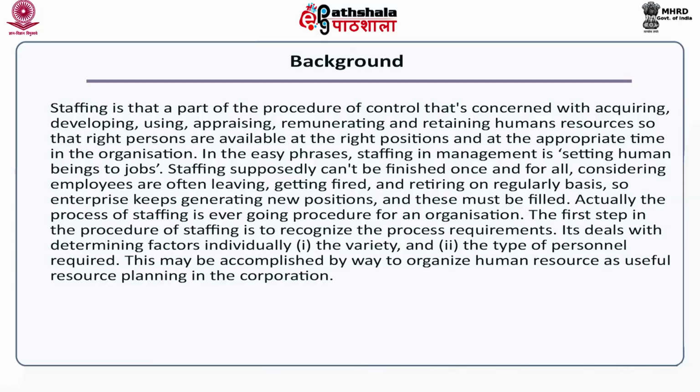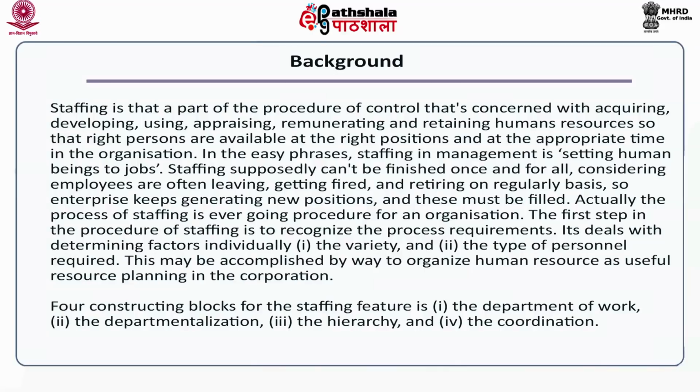Staffing cannot be done once and for all, since employees are often leaving, getting fired, or retiring on a regular basis, so the enterprise keeps generating new positions and these must be filled from time to time. Actually, staffing is an ever-going process for any organization. The first step in the process of staffing is to recognize the job requirement or the task requirement. It deals with determining the factors individually, that is, the number and the type of personnel required. This may be accomplished through human resource planning in the corporation. The four building blocks for the staffing function are: first, division of work; second, departmentalization; third, hierarchy; and fourth, coordination.